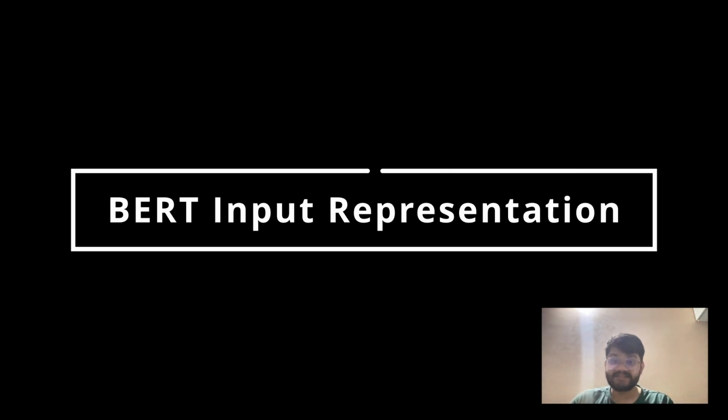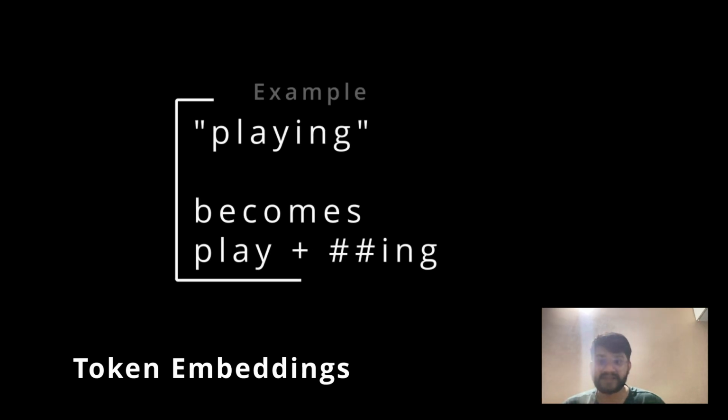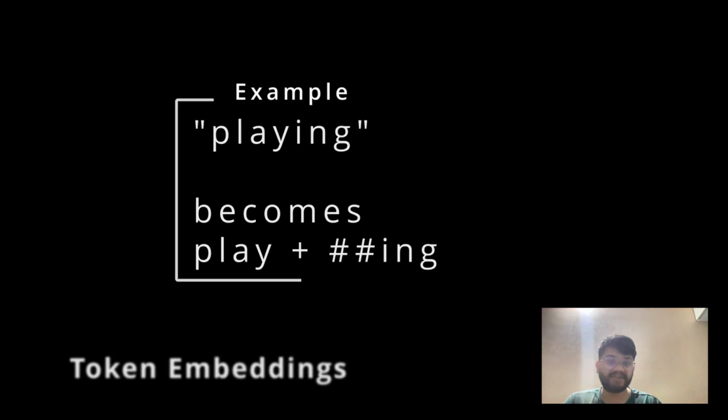Before text enters the model, it is converted into three types of embeddings: token embeddings, segment embeddings, and positional embeddings. So the token embedding: each word is converted into tokens using WordPiece tokenization. For example, playing becomes play and ing. This helps handle unknown words and vocabulary efficiently.